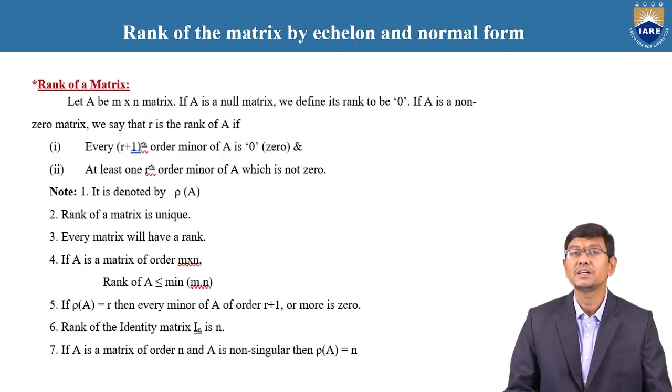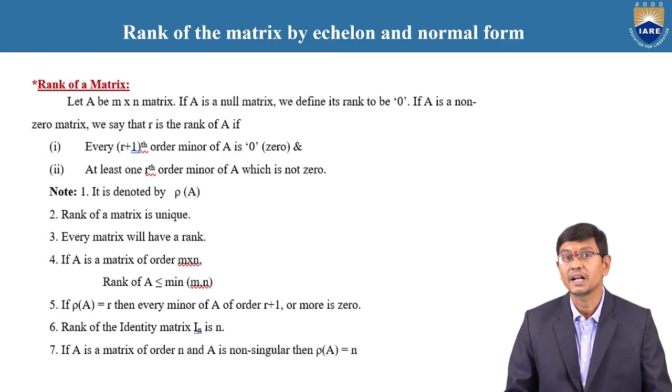First of all, before going to discuss the echelon form and normal form of a matrix, we will discuss the meaning of the rank of a matrix, and with the help of the rank, how to find the rank of a matrix by using the echelon form and also the normal form of a matrix. Here, the rank of a matrix is very important to understand.